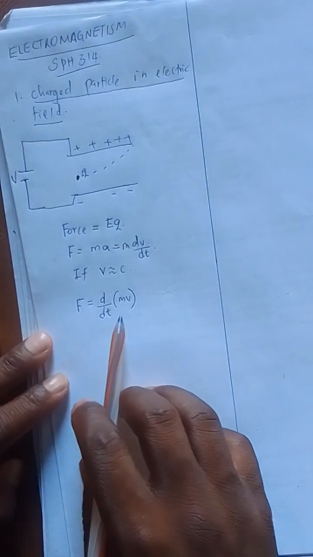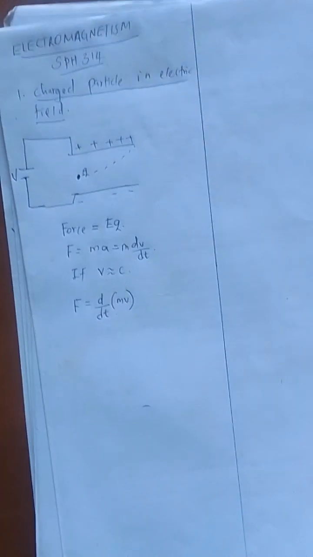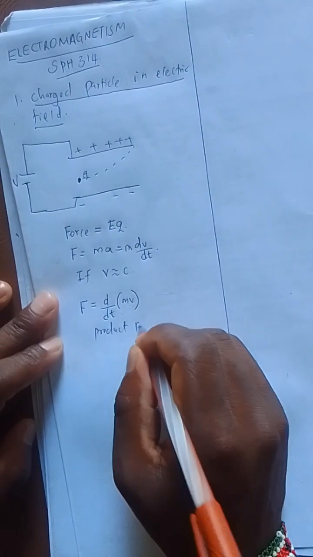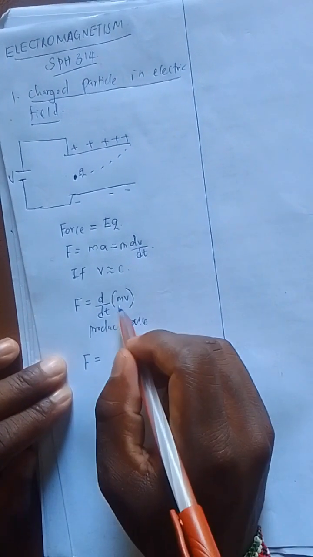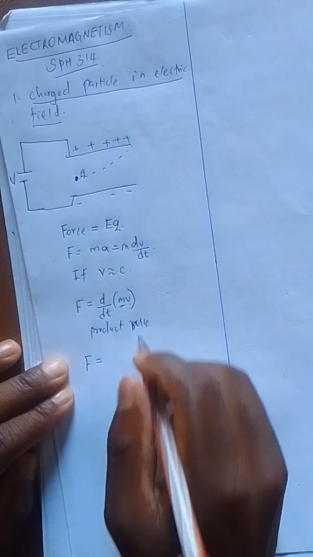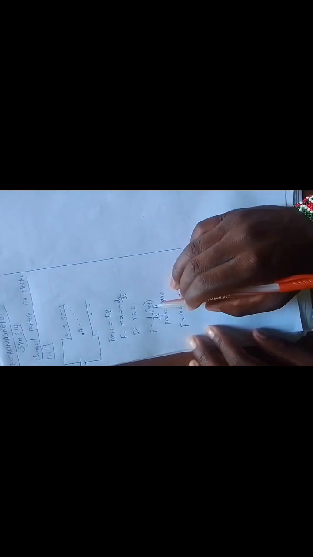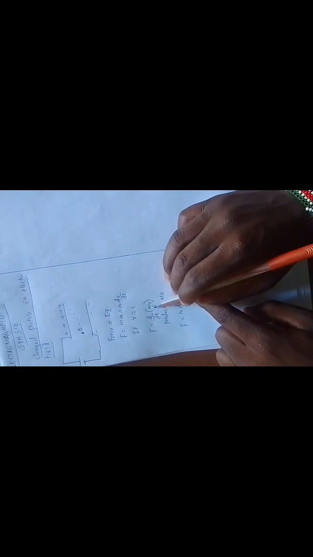And therefore, to work out this part, we apply the product rule. Now we'll say force will be equal to, we maintain m constant and we differentiate the velocity factor. So applying the product rule, we maintain m constant and differentiate the velocity factor, and then we maintain v constant and differentiate m, and this will be our conclusion.